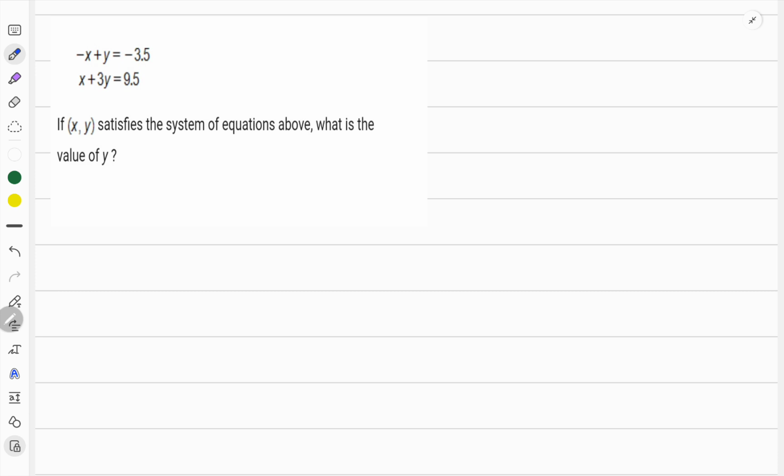So we have two equations. Negative x plus y equals negative 3.5. This is the equation of the first line. x plus 3y equals 9.5. This is the equation of the second line. This problem presents a system of linear equations.